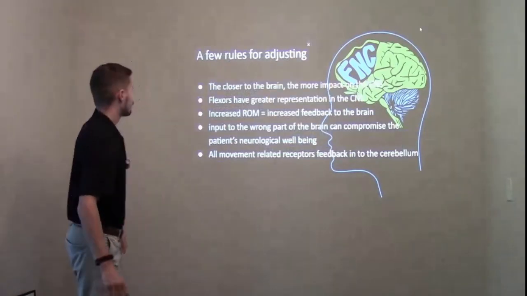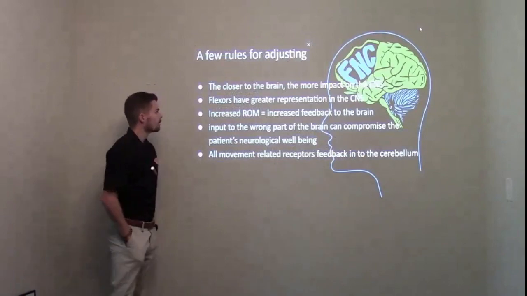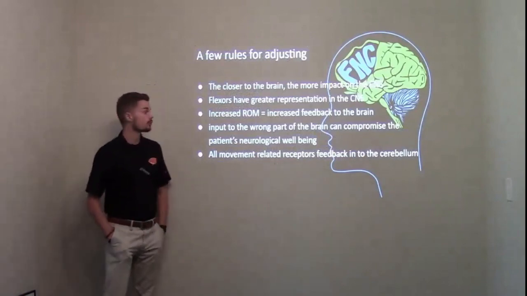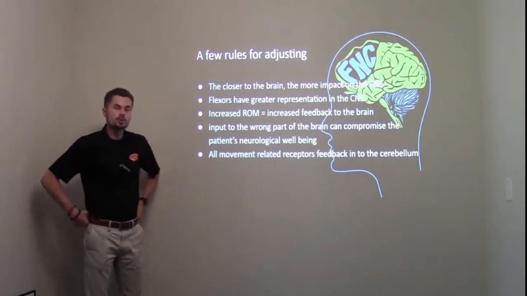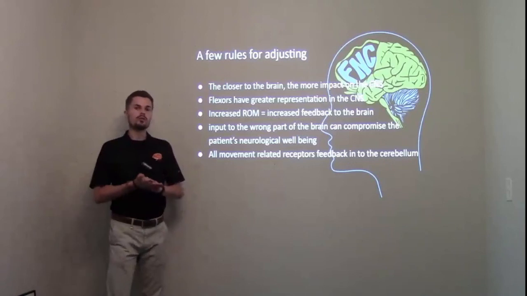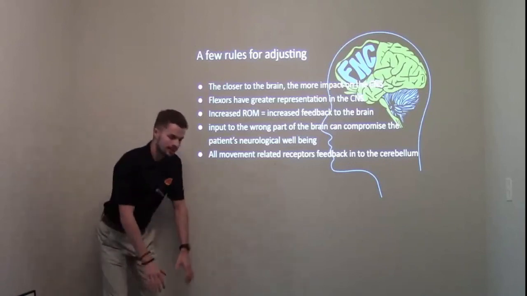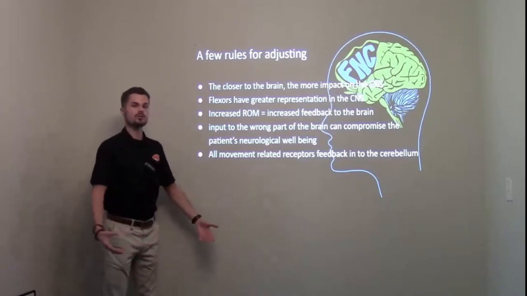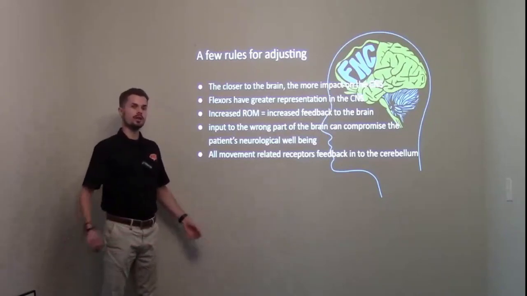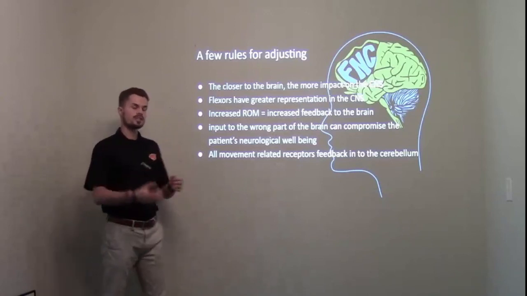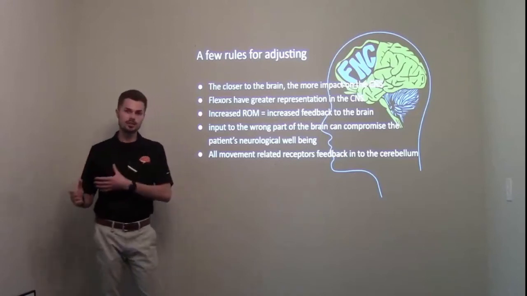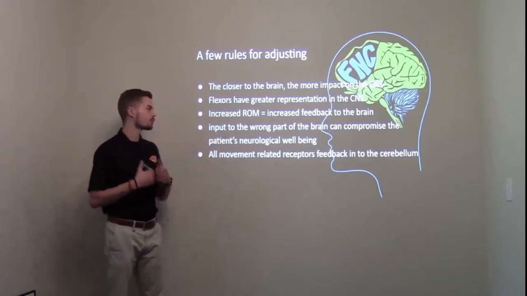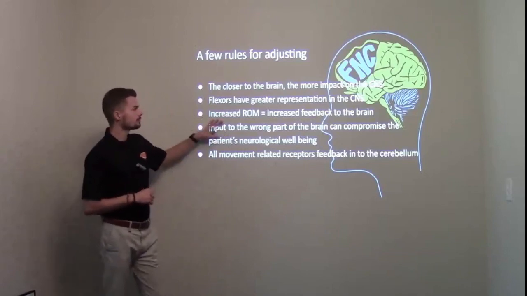All right, so then a few rules for adjusting. Like I mentioned, the closer to the brain, the more impact on the central nervous system. Flexors have greater representation in the central nervous system, so we talked about that last week. So we used to be in this 4-legged animal, in this flex posture, and therefore we had to inhibit these flexors to come here in this bipedalistic posture to activate our extensors. And therefore we still have greater representation for our flexors, so you adjusting a flexor over an extensor is going to create more activity and more stimulation. Increased range of motion, increased feedback to the brain.